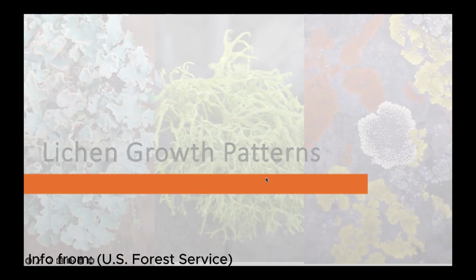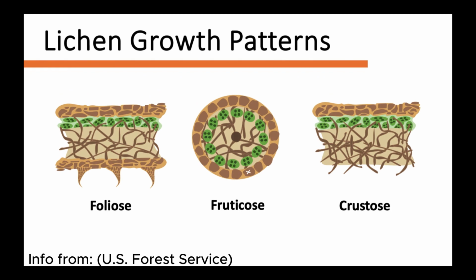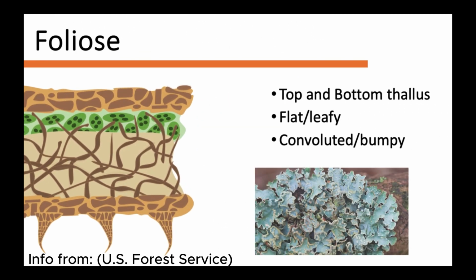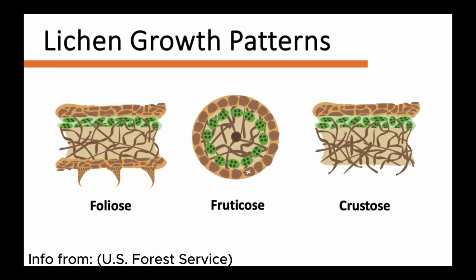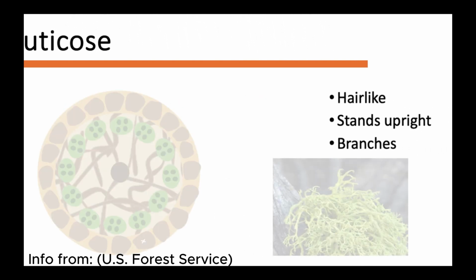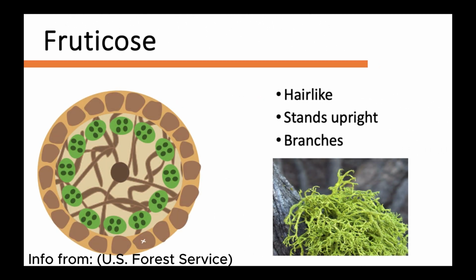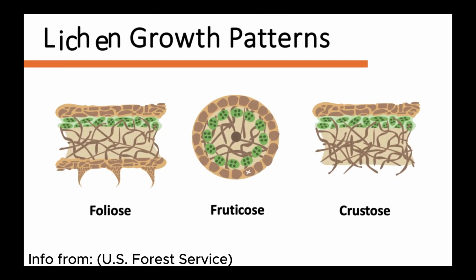Lichen have three major types of growth patterns. Foliose lichen have two easily distinguishable sides, like a top and a bottom. They are either flat and leafy or convoluted and bumpy. Fruticose lichen are often hair-like and stand upright, much like when electricity makes hair stand up.